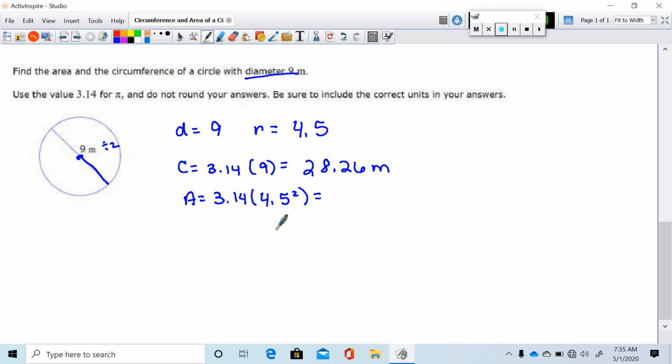So when you do that, 3.14 times 4.5 and then times 4.5 again, because that's what squared means, that means that number twice, you get 63.585 meters squared, because it's area, and area is squared.